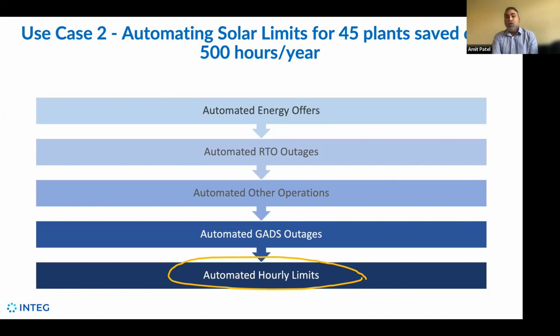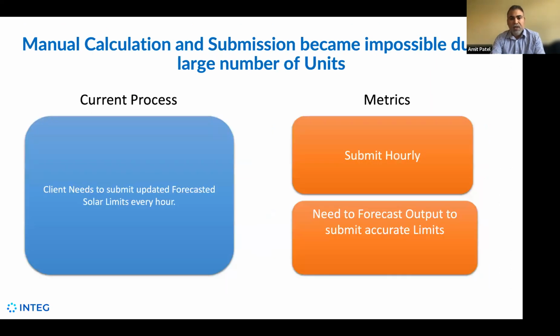All right, so use case 2, we needed to automate solar limits for a client that had 45 plants. This ended up saving over 500 hours per year, and we think that's actually pretty conservative. We think it's going to be a lot more, but right now we're still working on getting the actual numbers. The current process was that they needed to submit updated forecast solar limits every hour, and they wanted the forecast to be accurate because they were using just best numbers from what the ISO was doing, and it wasn't as accurate as they liked.